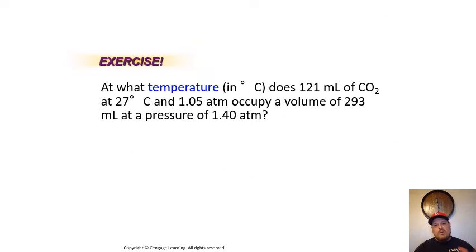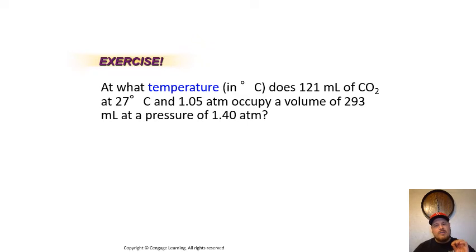Okay, so here's the problem that I want you guys to work on. This problem is a little bit more complicated than the last two, so here I want you guys to pause your video, not just yet. I'll tell you when to pause it. Right, pause it and then answer this question. At what temperature in degrees Celsius, so remember the final temperature has to be in degrees Celsius, does 121 milliliters of carbon dioxide at 27 degrees Celsius and 1.05 ATM occupy a volume of 293 milliliters at a pressure of 1.40 ATMs? Now, before we start, understand one thing.